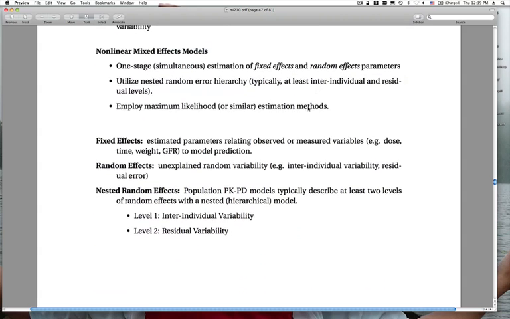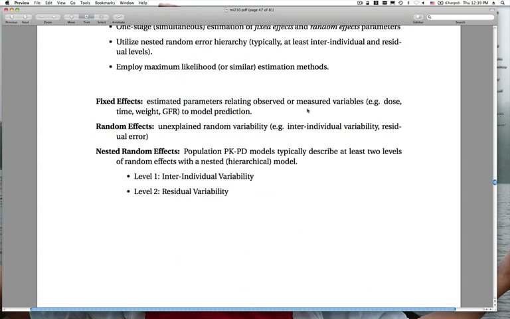Let's define a few terms. Fixed effects are those estimated parameters relating the observed or measured variables in the data set to the model prediction. So you can think of this as the parameters describing the structural model, clearance or volume, or maybe even the coefficients relating a covariate such as weight or renal function to a PK parameter. These are fixed effects.